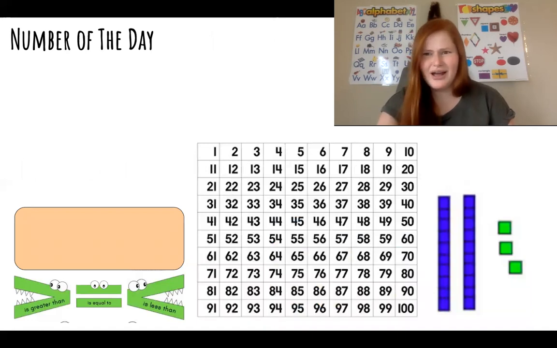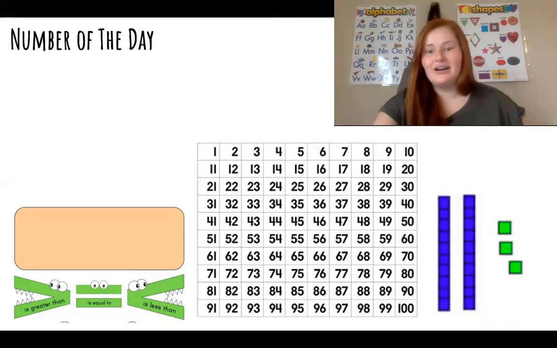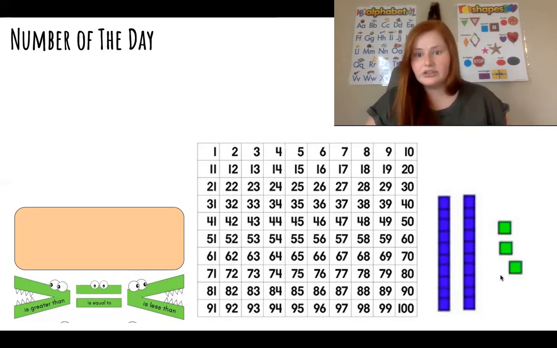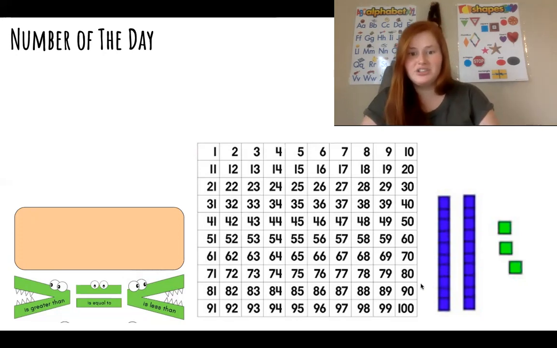Number of the day. I almost forgot. It's time for number of the day. I've built the number of the day down in the corner here, and I see a few groups of tens and some extra ones. Let's start with counting those big groups of tens. Are you ready? 10, 20. Now we're not done yet because we have extra ones. Starting with that 20, we're going to go up by one. 21, 22, 23. Our number of the day is 23.